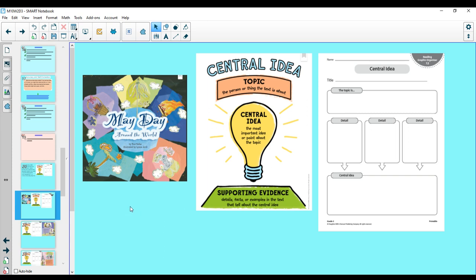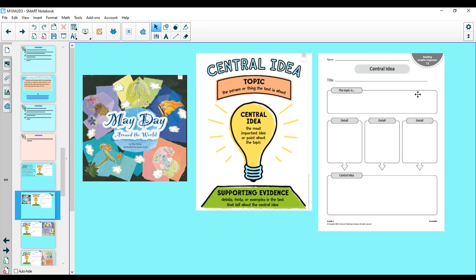Today, you are going to listen to May Day Around the World. And you are going to identify the central idea. There are 3 steps to identifying the central idea. The first thing is identifying the topic. So on this poster, you can see the topic is in this orange color box, and it matches with the top box for central idea.